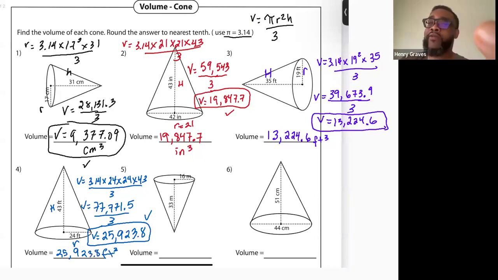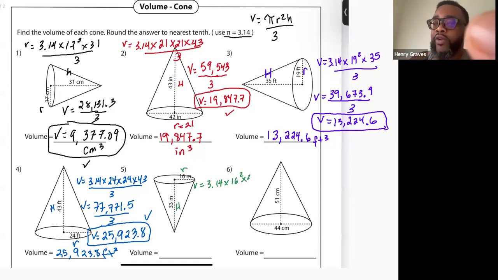All right, on number 5, this is the height. This is the radius. So my volume is going to be still 3.14 times my radius, 16 squared, times 33 divided by 3.